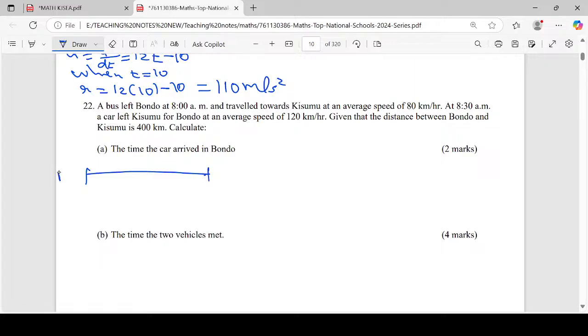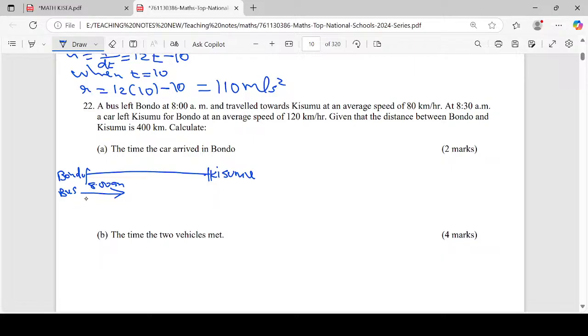I have Bondo, I have Kisumu. Bondo and Kisumu. A bus left Bondo towards Kisumu. I have a bus. It left Bondo at 8:00 a.m.